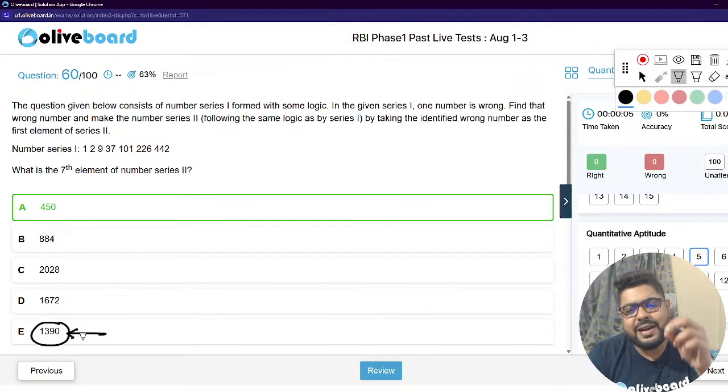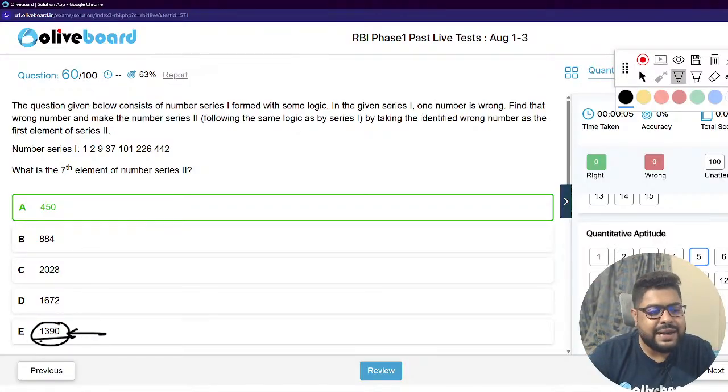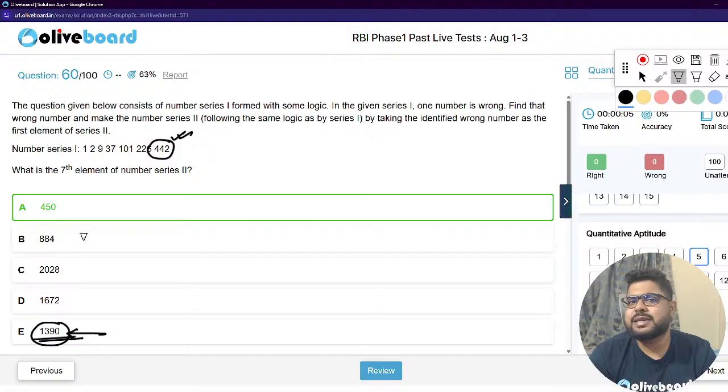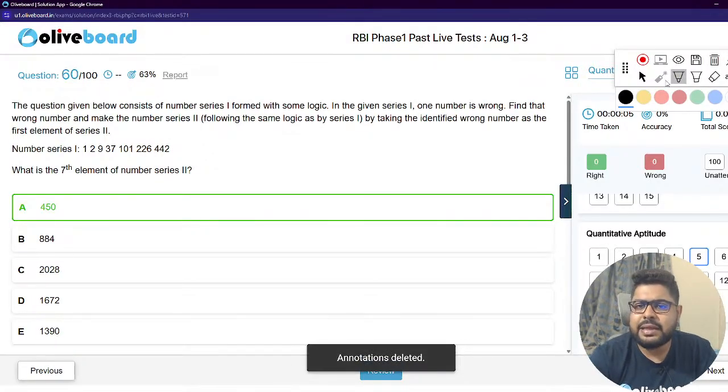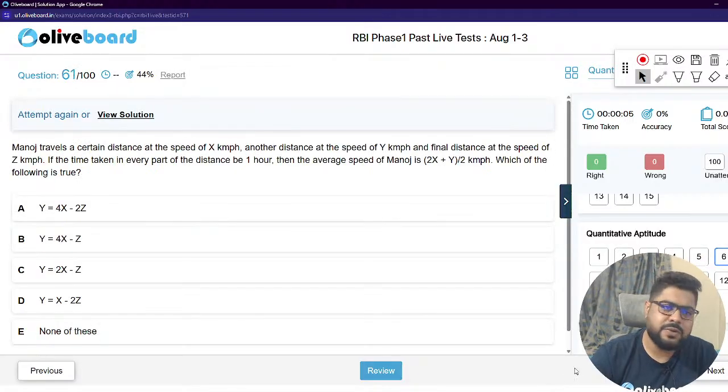Here you use a little common sense. 1390 is way too big to be the 7th element. You see, this is 1, 2, 3, 4, 5, 6, 7. The 7th element is 442, it can be a little bigger than that. 1390 is way too big. So you have to use a little bit of common sense here as well. The more common sense you can apply, the easier your questions will get. That's the rule.